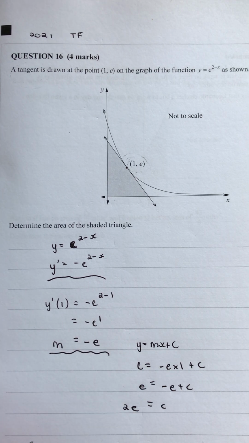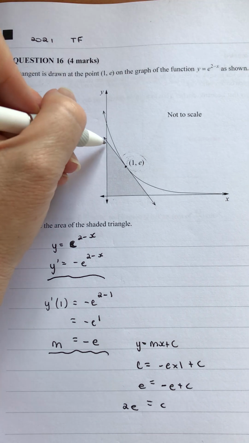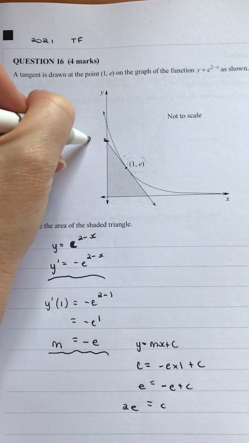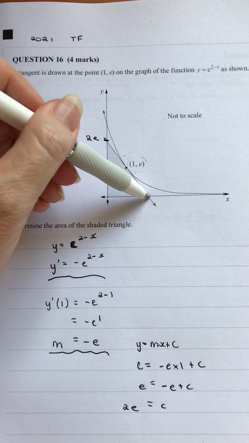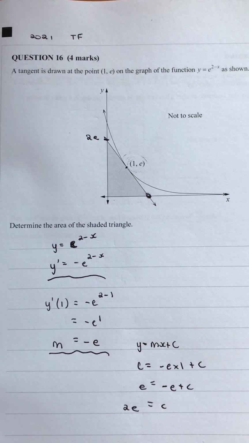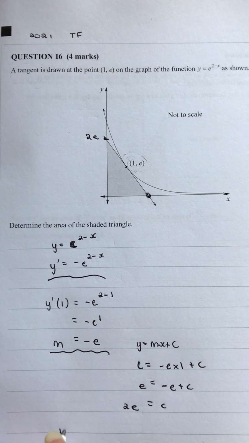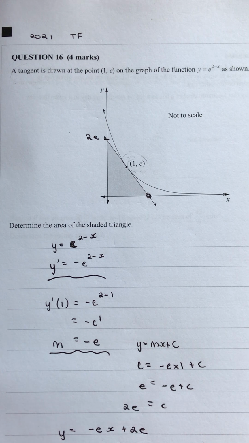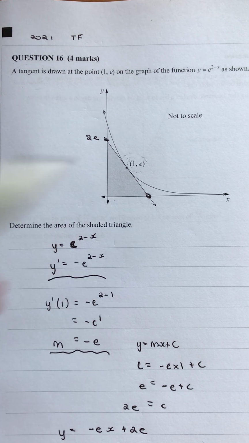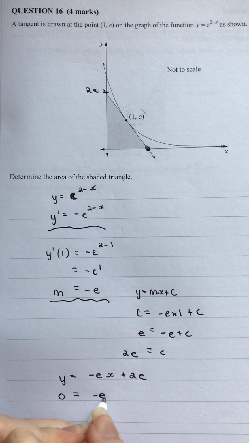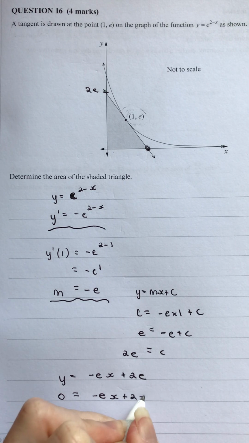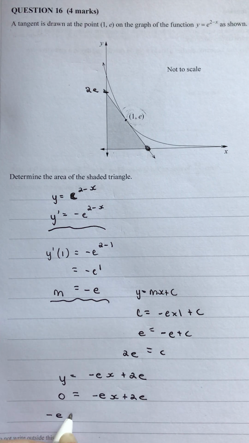We now have that equation for that line. We also know that this is our y-intercept, so that's going to be 2e there. And we need to know what this value here is, which is our x-intercept. So we can write our equation of our line as negative ex plus 2e, and we want to know when our y is equal to 0, what the x value is. So we do 0 is equal to negative ex plus 2e. So we can take that negative ex over. That's going to be equal to 2e.